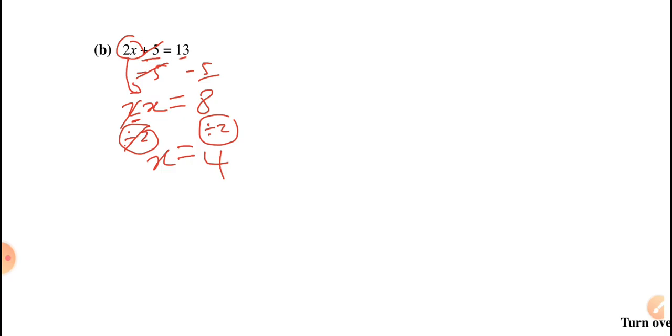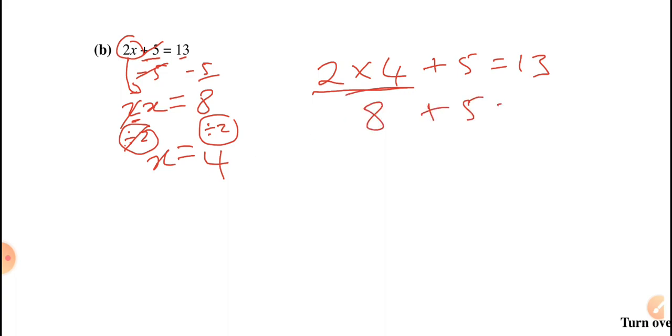As usual, we have to substitute to check our answers. So instead of 2 times x, we will write 2 times 4 plus 5 is equal to 13. BODMAS, if we do the multiplication first, 2 times 4 is 8. 8 add 5 is indeed equal to 13. So therefore we are correct and x is equal to 4.